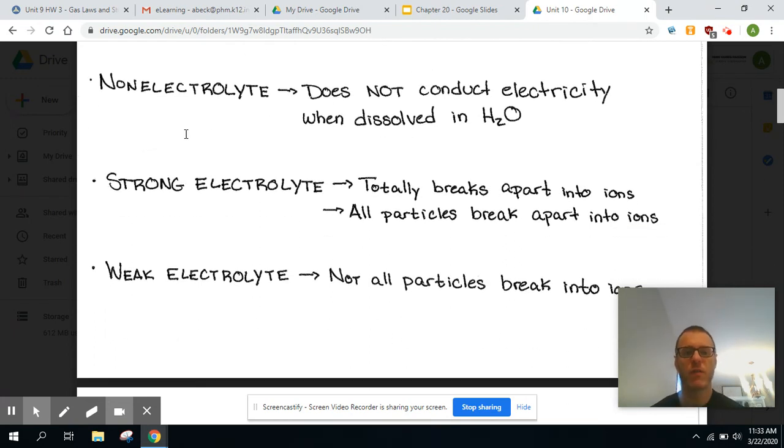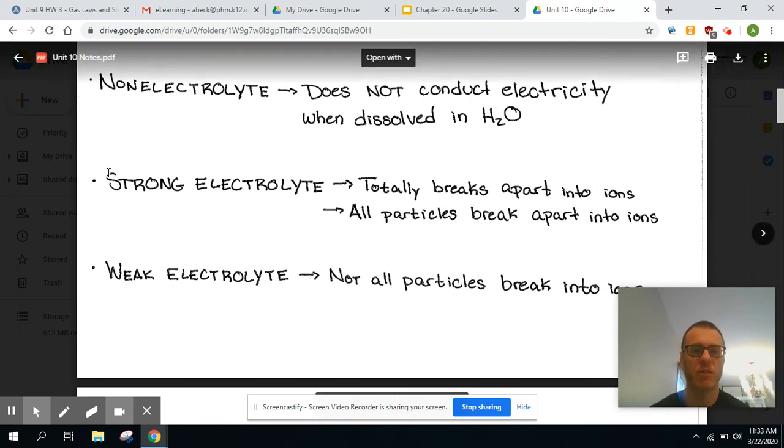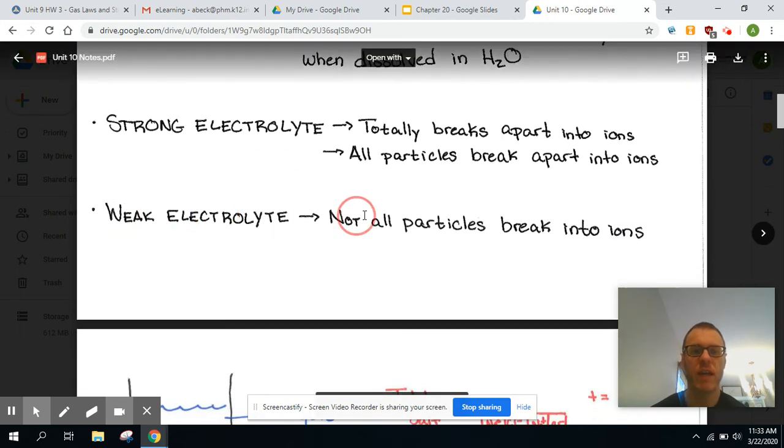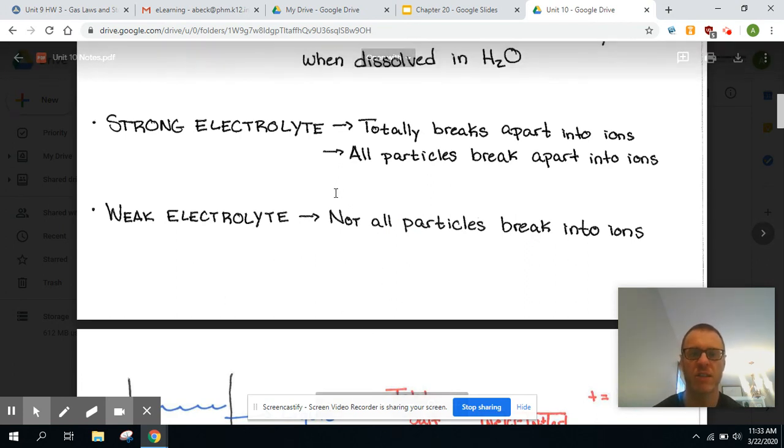Now, there's a couple different types of electrolytes. Those are strong electrolyte, which means all the compounds or all the particles break apart into ions. There's none that stick together. If we look at weak electrolyte, this means not all the particles break into ions. Some of them actually stay stuck together, and you'll see what I'm talking about in the next slide with some diagrams.